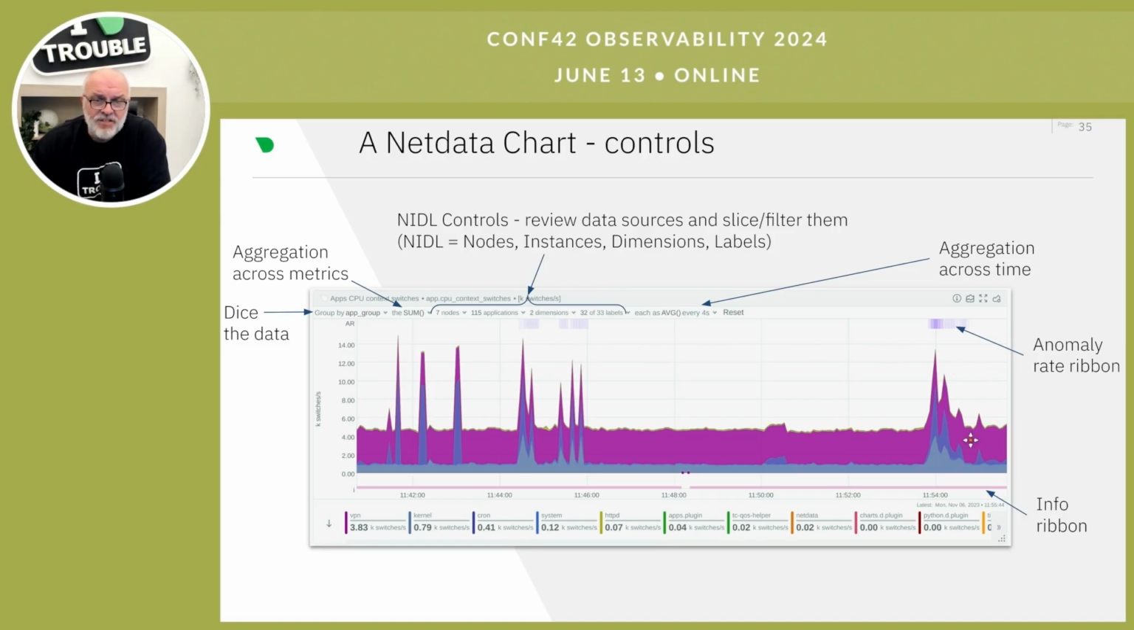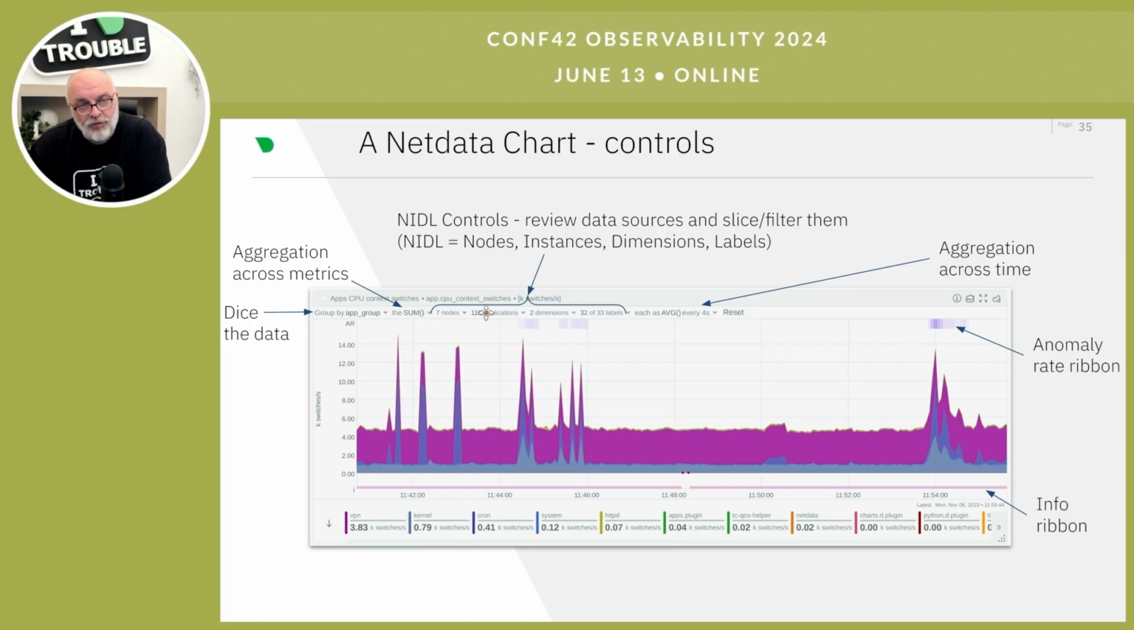But then we added these controls. Now look what happens here. The first is this purple ribbon. We call it the anomaly rate ribbon. When there are anomalies, they are visualized in this ribbon, across all the metrics. In this case, for example, this comes from 7 nodes, 115 applications, and there are 32 different labels in there.